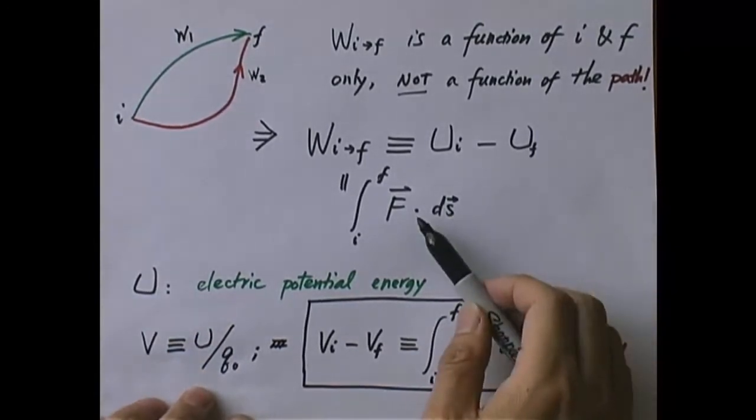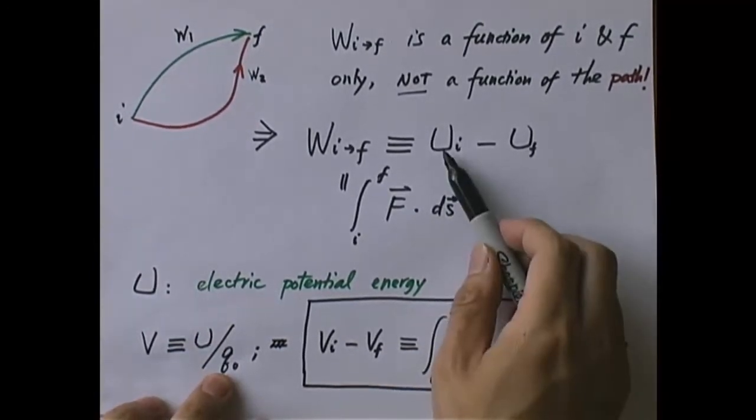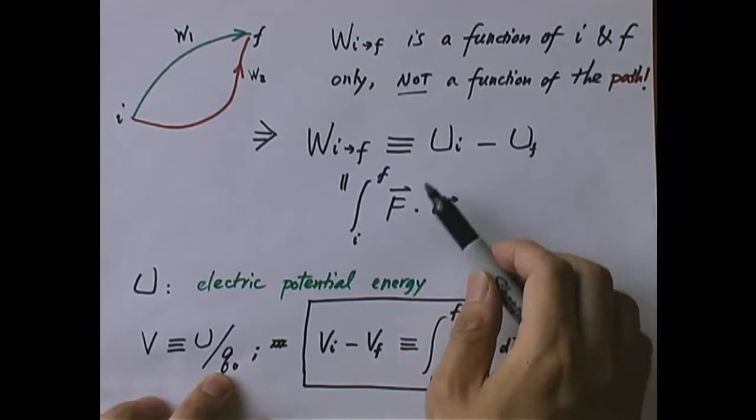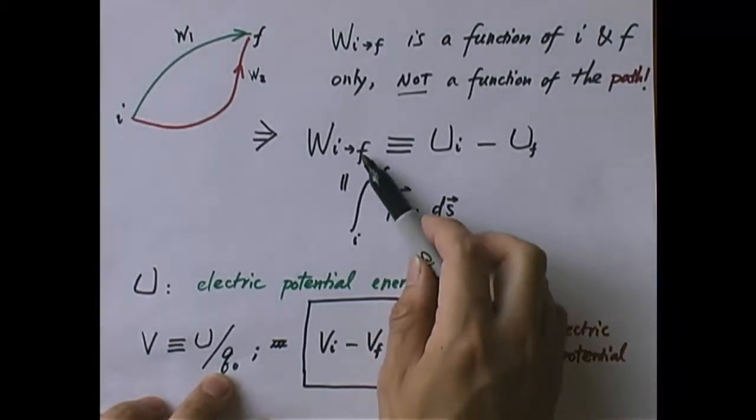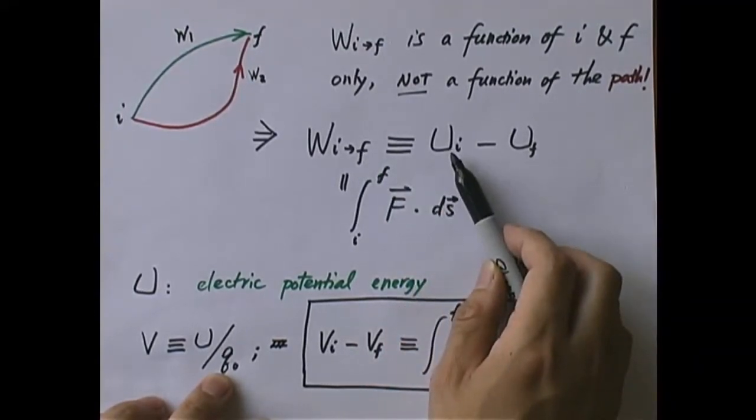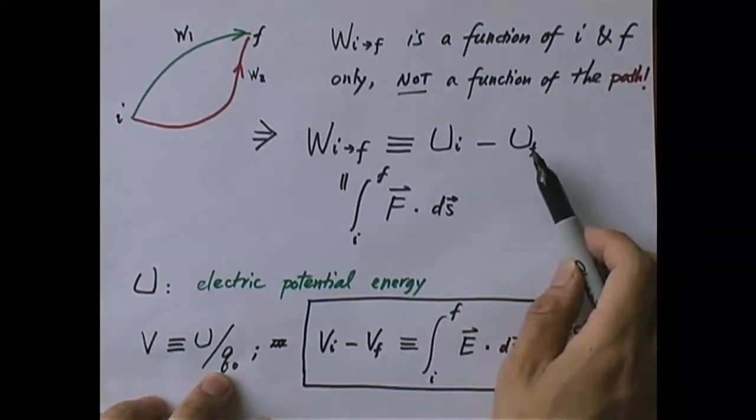So this gives us a definition of the potential energy function U, such that the work done on that charge going from initial to final by an electrostatic force equals the initial value of the electrostatic potential energy minus the final value of the electrostatic potential energy.